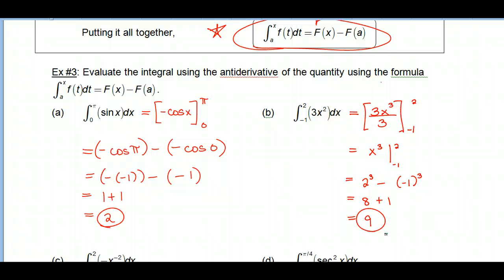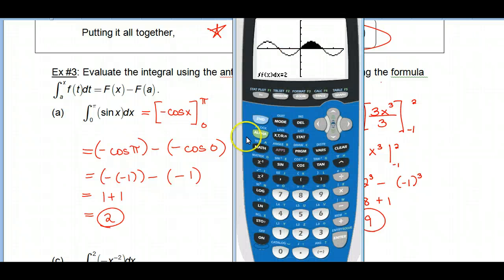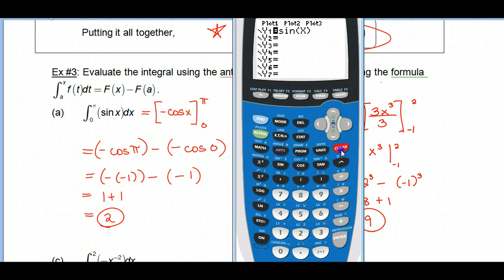Oh, you typed it in wrong, you have to type in the original. Oh, you plugged in the original? Yeah, okay, guys, if you're checking this on your calculator, if you're typing this in, you're typing in the 3x squared, not the x cubed. So if I graph this, that's the curve that I want.